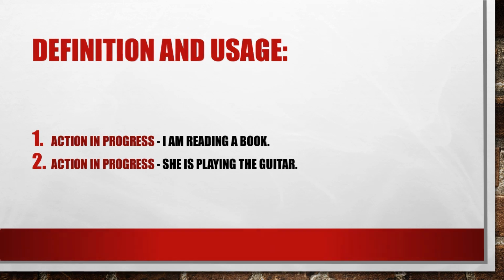So, what exactly is the simple present continuous tense? It's used to describe actions that are in progress at the moment of speaking. Unlike the simple present tense, which talks about habitual actions, this tense focuses on what's happening right now. Action in progress. I am reading a book. She is playing the guitar.